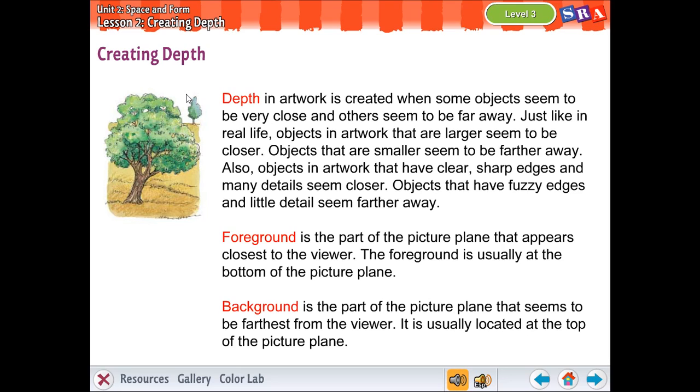The background, things that are in the back, are always going to be at the top of the picture, and it's also going to be smaller. It's the part of the picture plane that seems to be the furthest away from the viewer, usually located at the top of the picture.